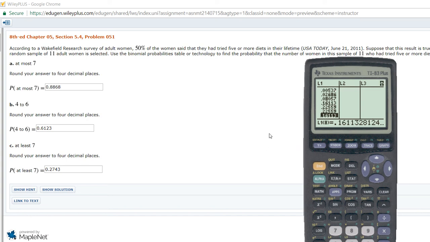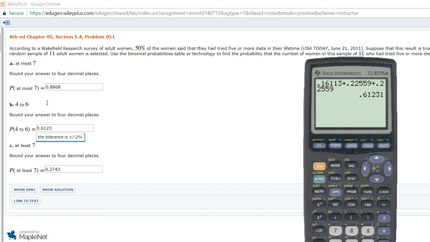So I'm going to exit out of here, and I'm going to add those together. For my probability of 4, I had 0.16113. For 5, I had 0.22559, and I had the same thing for 6. So that's giving me this probability here of 0.6123.